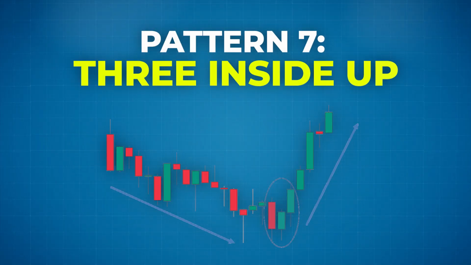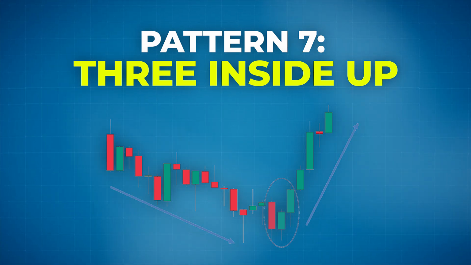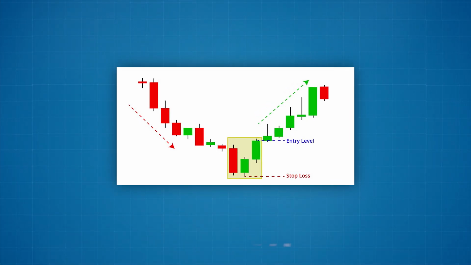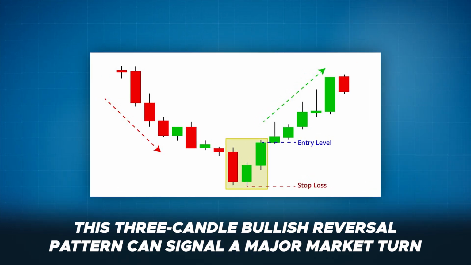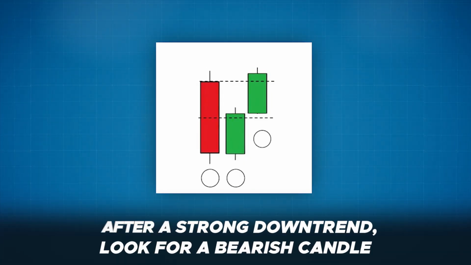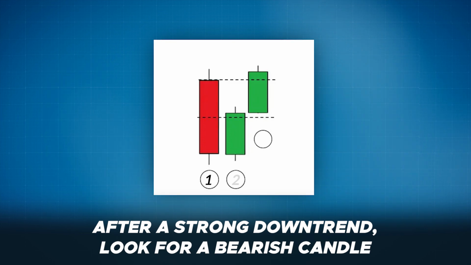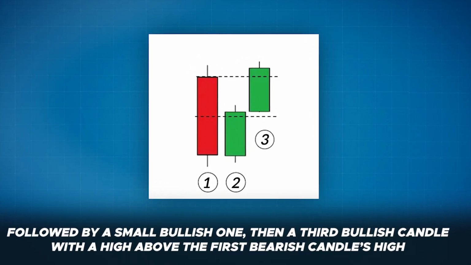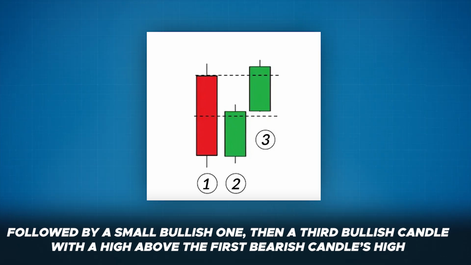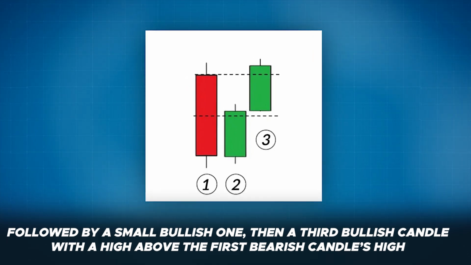Our seventh pattern is the three inside up chart pattern. This is a three-candle bullish reversal pattern that signals a major turn in the market. After a strong downtrend, what you want to look for is a strong bearish candle, or big red candle, followed by a small bullish green candle, and then a third bullish green candle where the high is above the high of the first bearish candle.